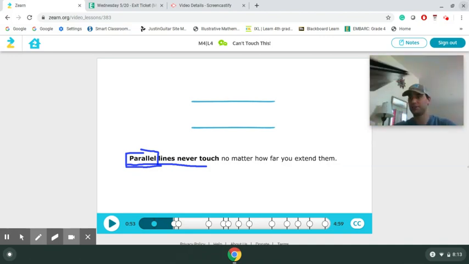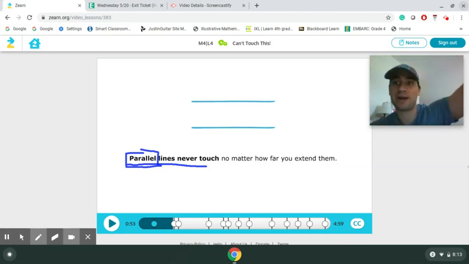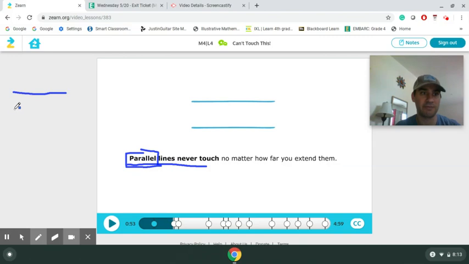They'll never touch. You might have parallel roads, right? You might have your street here and your friend might live on this street and they run parallel to each other. No matter how far you extend them, they never touch. They always maintain the same distance from each other. Parallel lines. That's key for today.